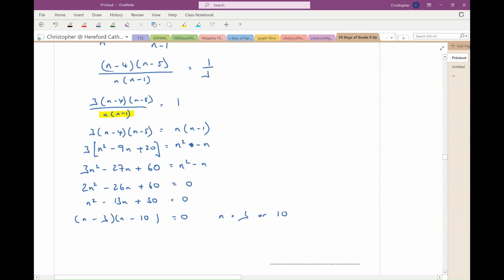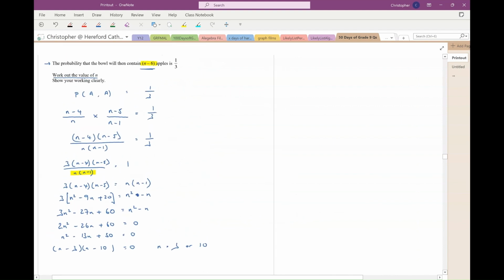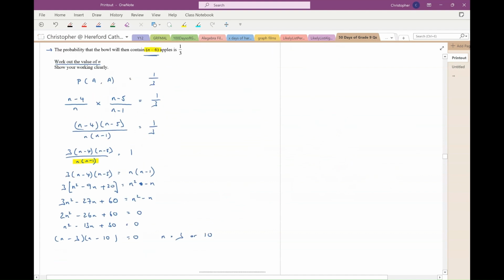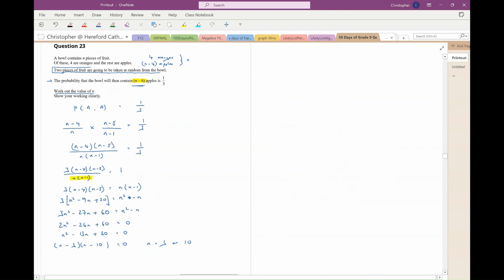Now, what's the question ask me here? It says, work out the value of n. So I've done that. N can be 3 or 10. What are we thinking about that? Well, be careful, because you see it says work out the value of n. It's only expecting one answer.